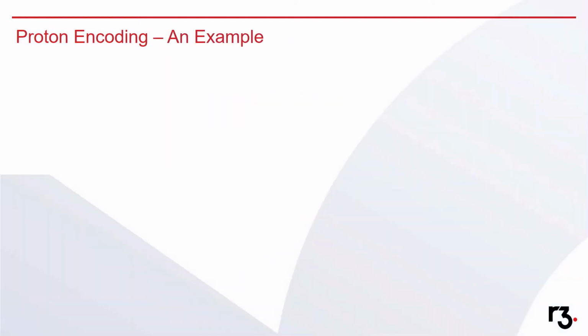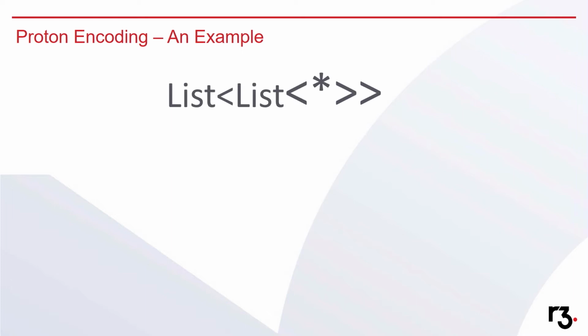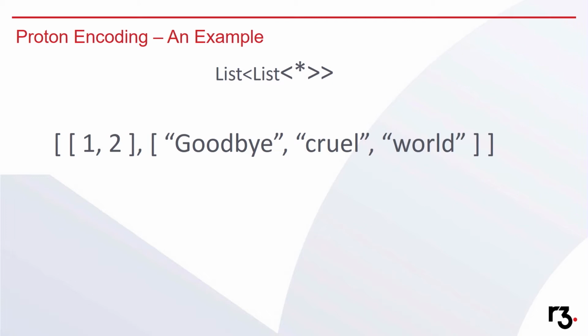So let's have a look at an example of Proton encoding. Well, we have a list of lists of lists. But more specifically, how would we store this list in a Proton structure? We have values 1 and 2, and "goodbye, cruel world", because it's a hard life.